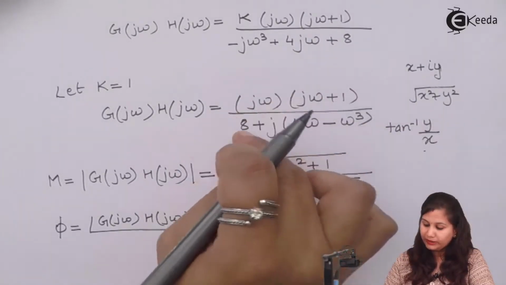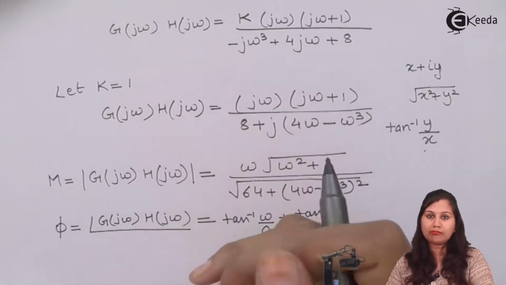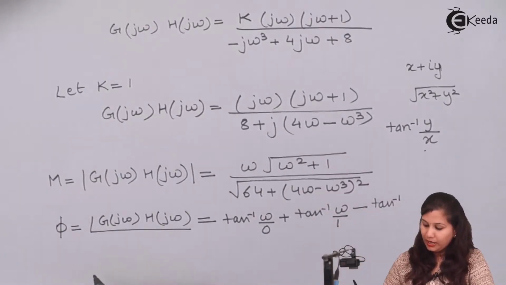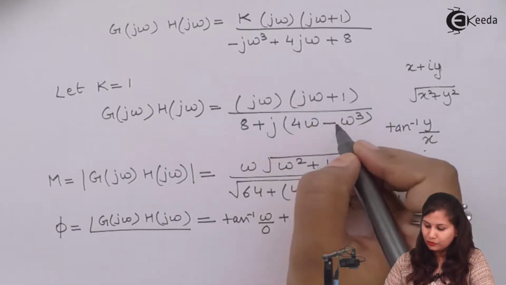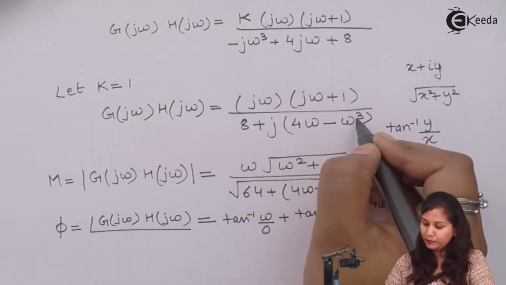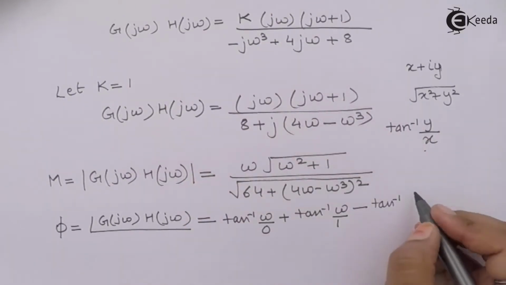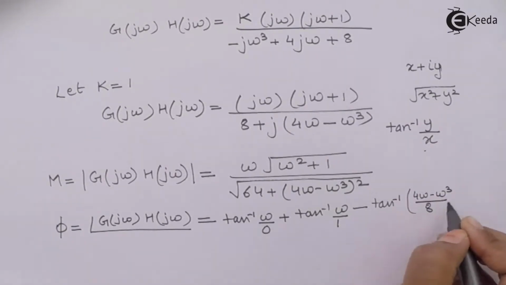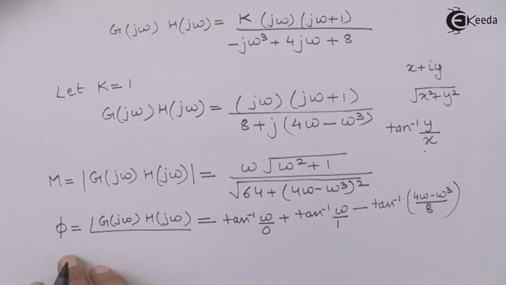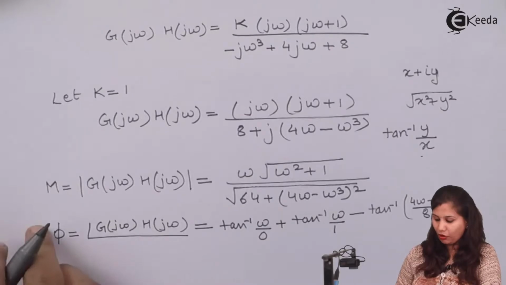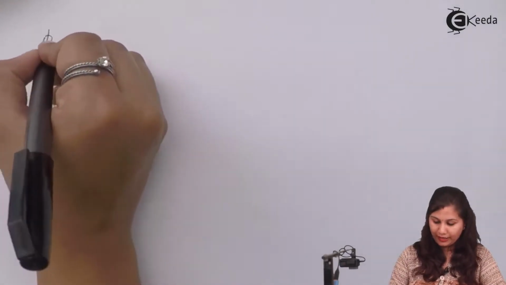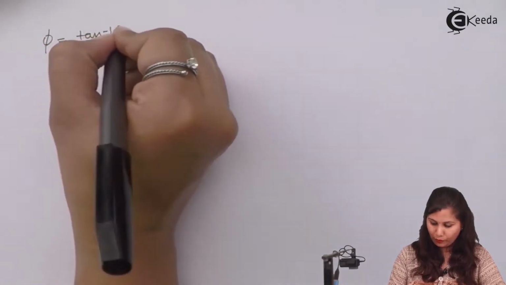When we want to calculate the phase angle of the denominator, then we will take a minus sign. So minus tan inverse of, we have the imaginary part as 4 omega minus omega cube and the real part is 8. So it will be tan inverse of 4 omega minus omega cube upon 8. Now if we take the minus sign common from this 4 omega minus omega cube, then the phase angle will become phi equals tan inverse of omega upon 0.